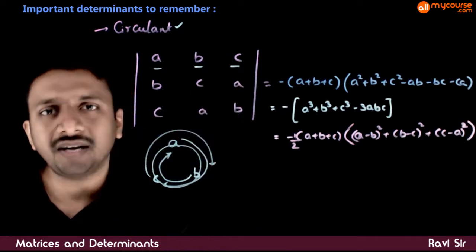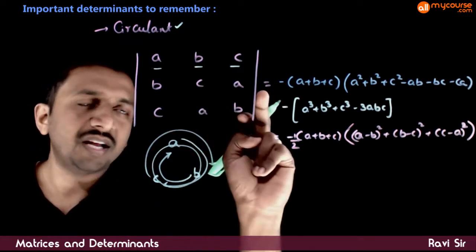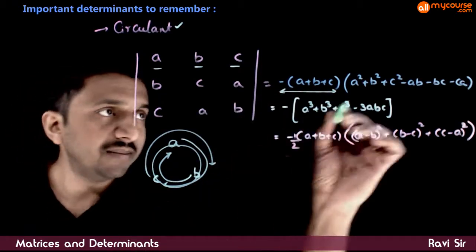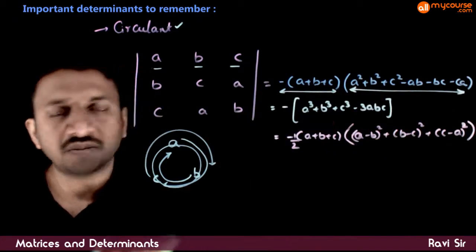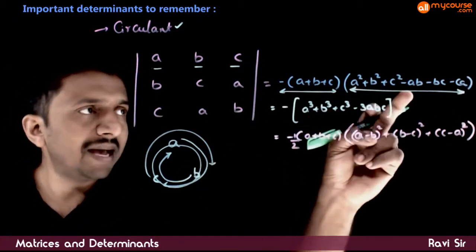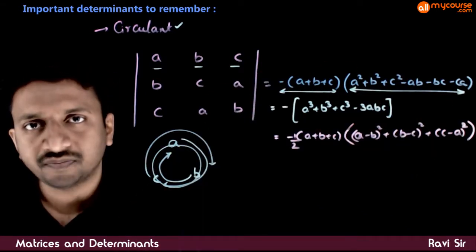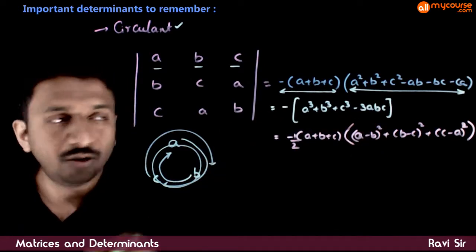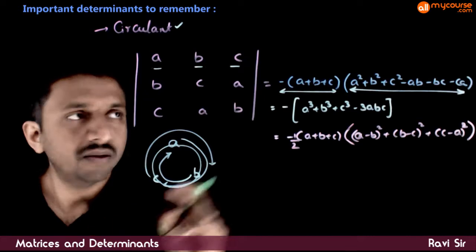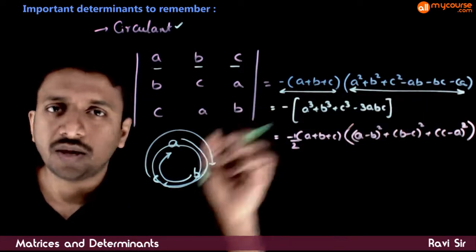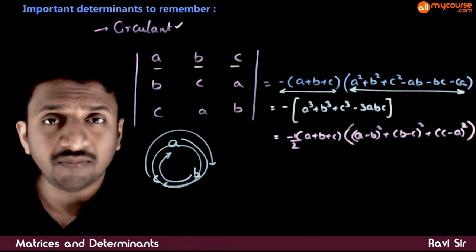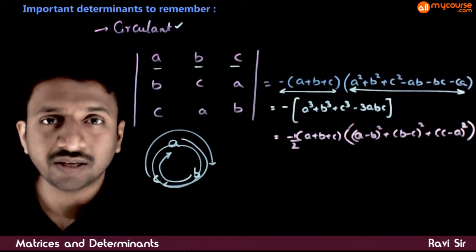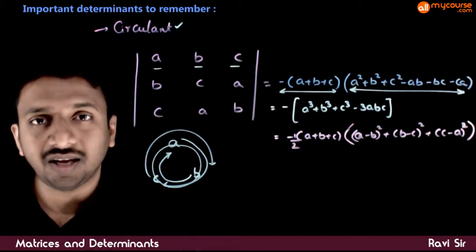So if you have a determinant like this, the value of this determinant is equal to minus of A plus B plus C times A square plus B square plus C square minus AB minus BC minus CA. Or this can also be written as minus of A cube plus B cube plus C cube minus 3ABC. You know that A plus B plus C times A square plus B square plus C square minus AB minus BC minus CA is equal to A cube plus B cube plus C cube minus 3ABC.